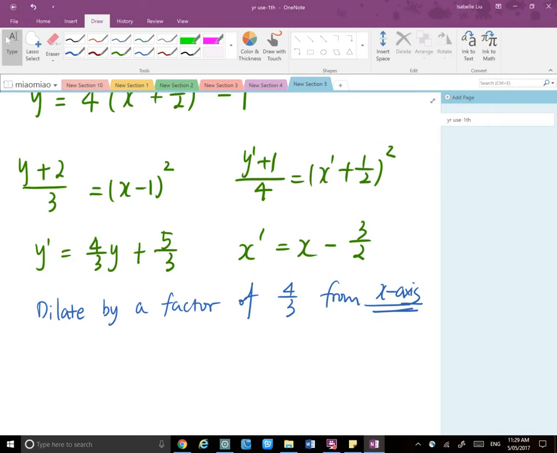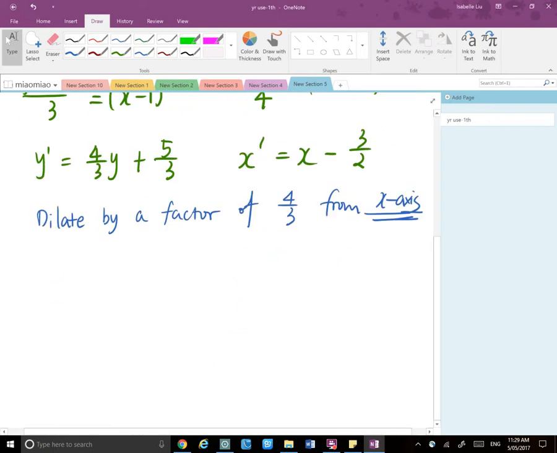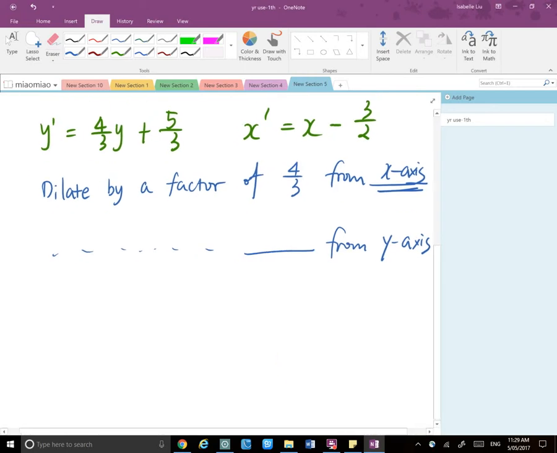Here, it's given that we dilate from x, and this is what I found from my answer. But the question can ask you: dilate by a factor of what from the y-axis? So I don't want you to dilate from the x side. I want you to also dilate from the y side.